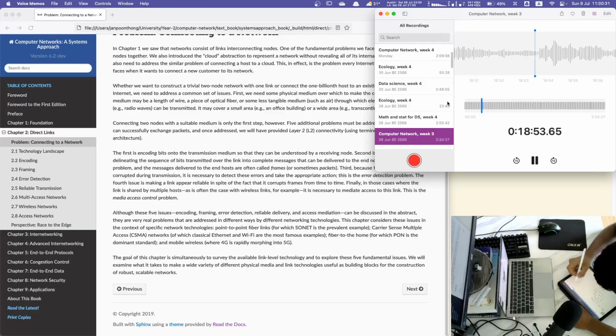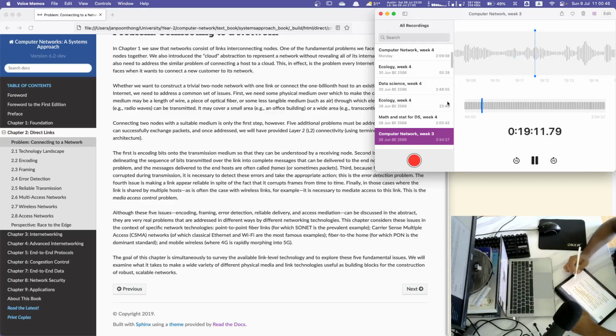Okay. So if you are a network administrator or designer, you should know about these big problems. The goal is to survey the available link level technology to solve these five fundamental issues of node connection. If you are a network designer creating a network, you should know the available link level technology to make link connections.